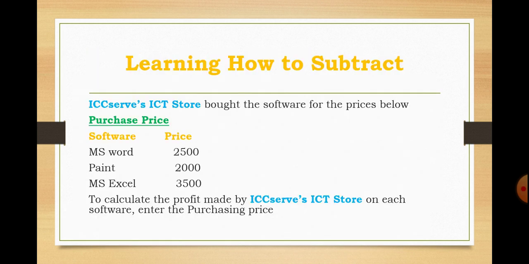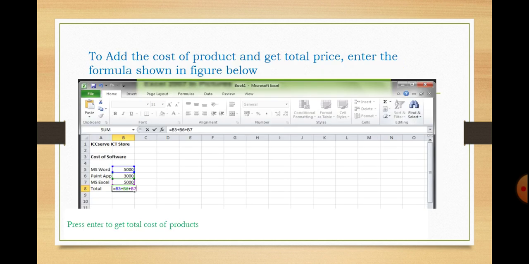Now, let us calculate the profit. To calculate the profit, we are going to deduct the purchasing price, or probably the capital, or the cost of the software, from the sales price. So how do we do that? For Microsoft Word, the cost is 2,500, so we take the sales price minus the cost price.